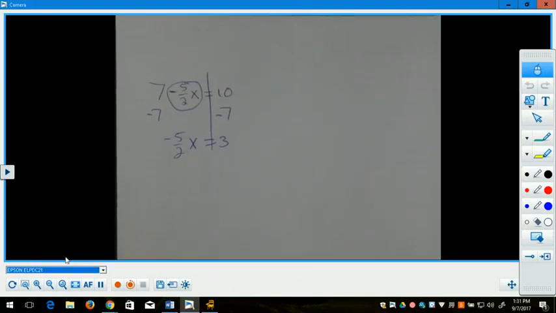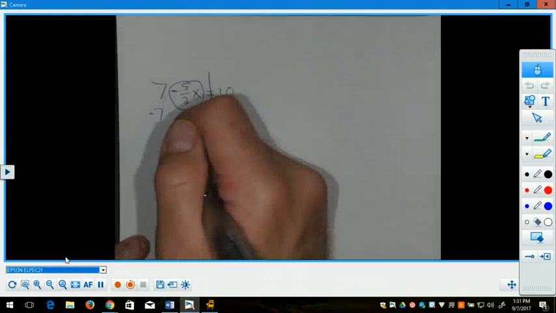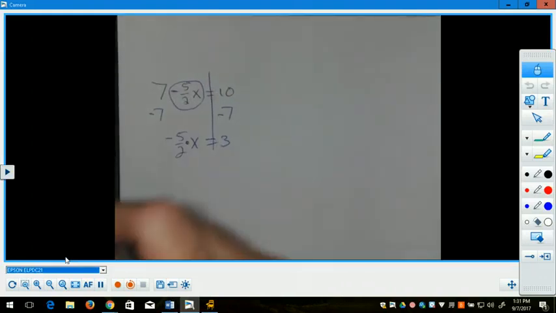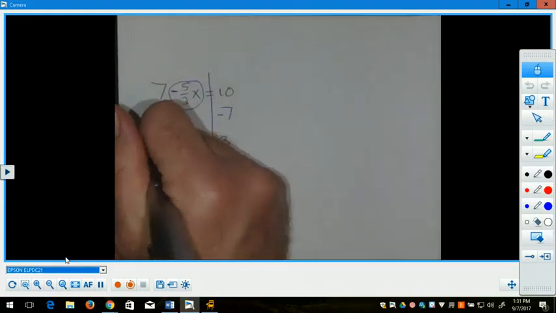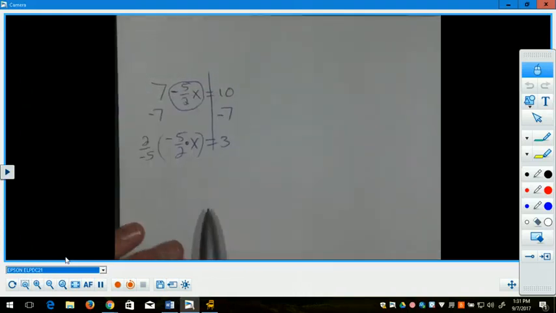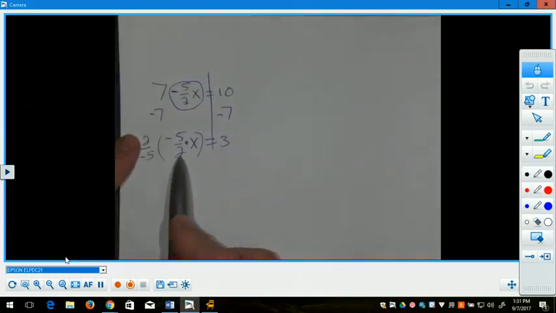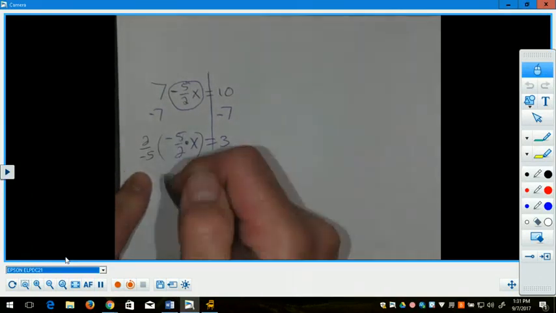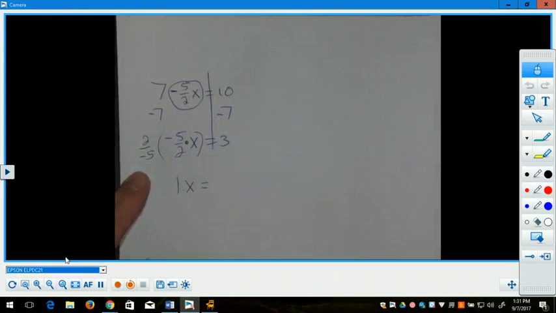To undo this multiplication of negative 5/2, I'm going to multiply the left side by the reciprocal, 2 over negative 5. In effect, the 2's will divide out. 2 over 2 is 1. Negative 5 over negative 5 is 1. I'll be left with 1x.